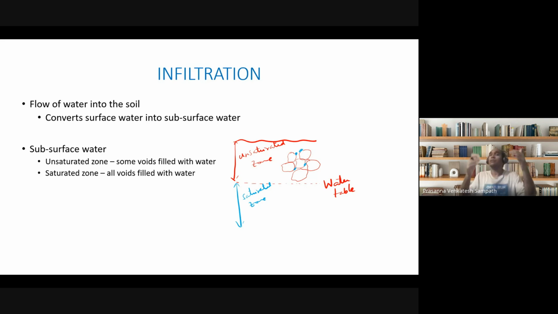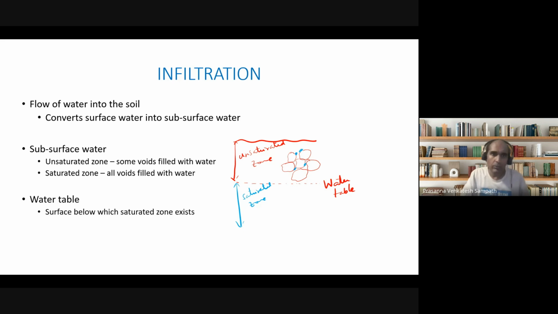Above the depth of 10 feet, my soil may be wet, but it is not completely saturated. It may have a little bit of water in it, depending on the nature of the soil and so on. But the water table is basically the dividing line between these two zones. So the surface below which the saturated zone exists is called the water table.